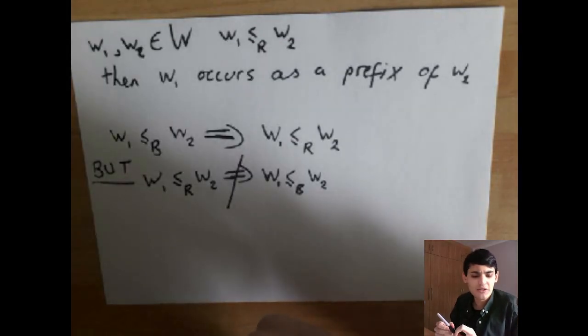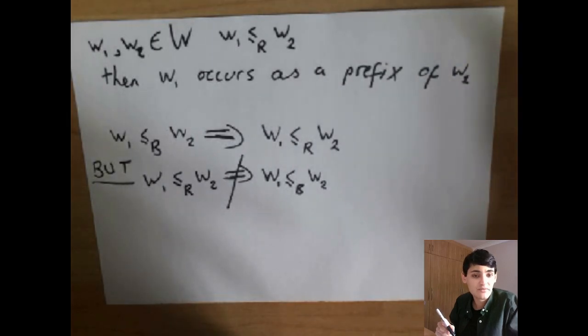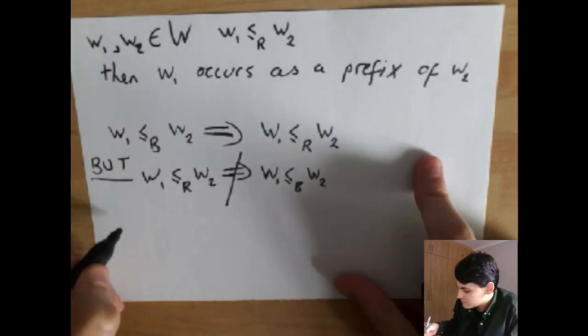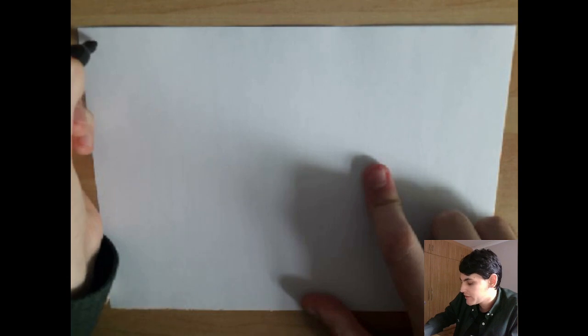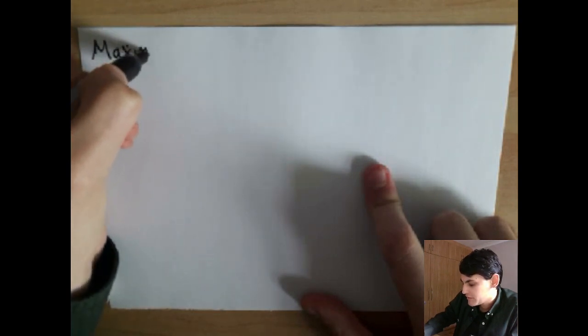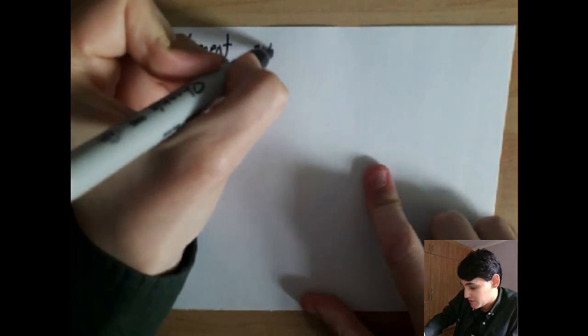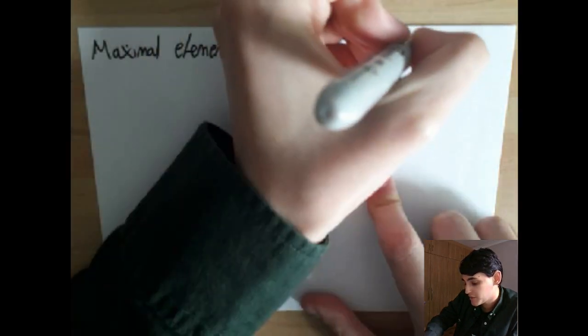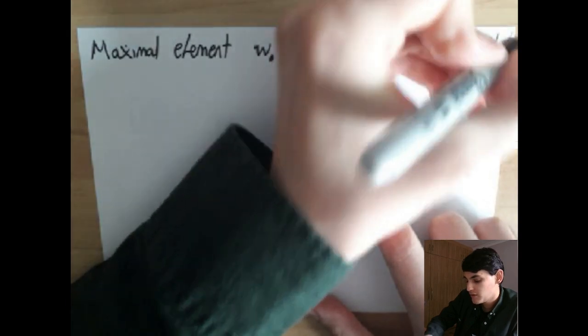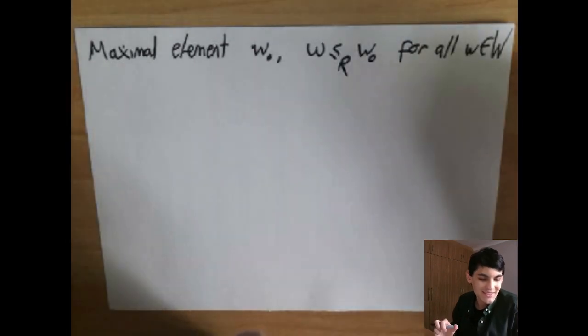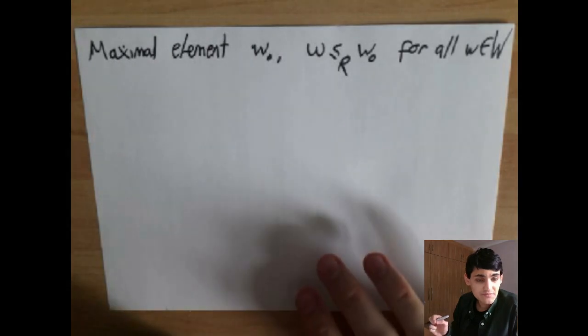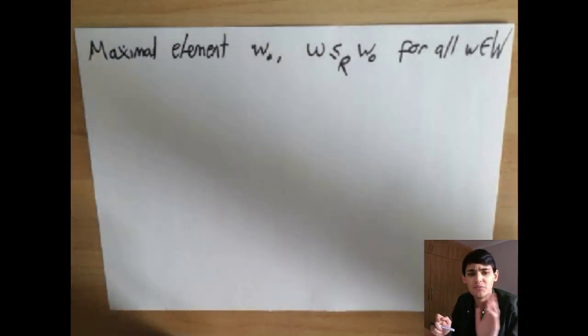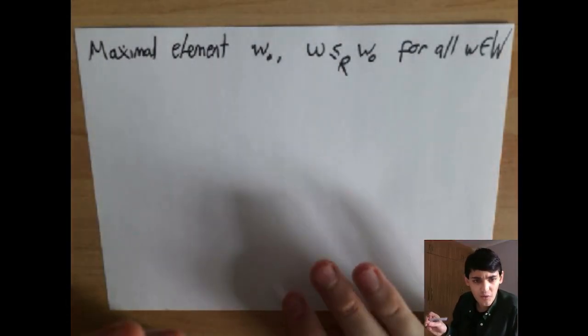As with the Bruhat order, you do have some properties of the weak order, such as the existence of a maximal element, W naught, with W less than or equal in the right weak order to W naught for all W in W. We also have intervals and coverings that are defined in the same sort of way as they have been before.